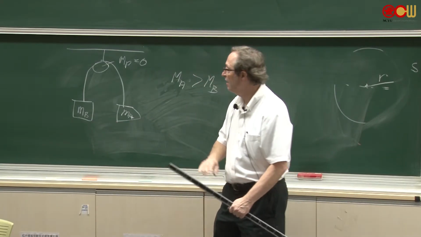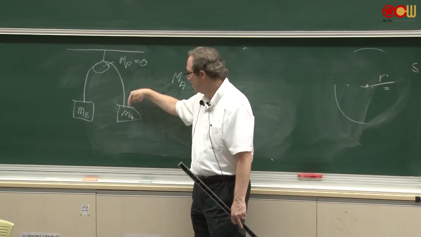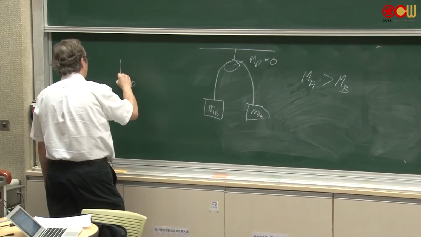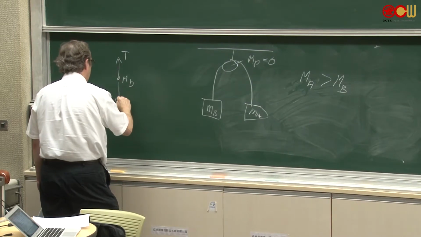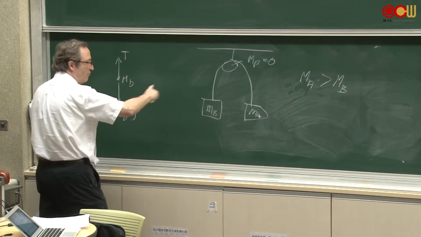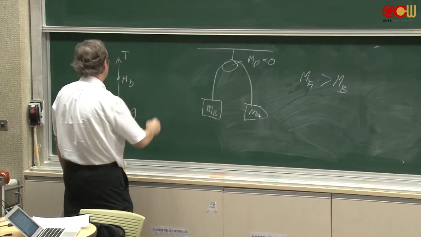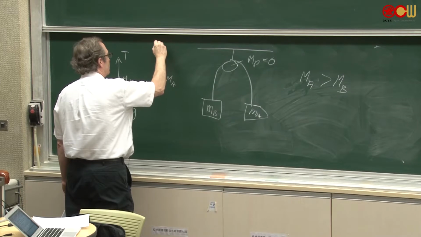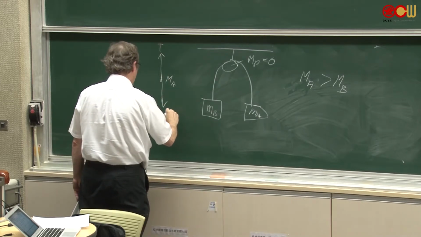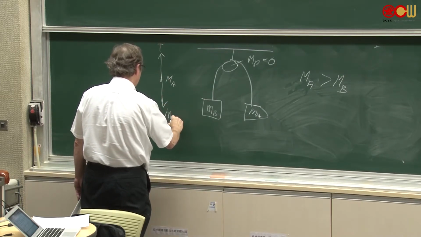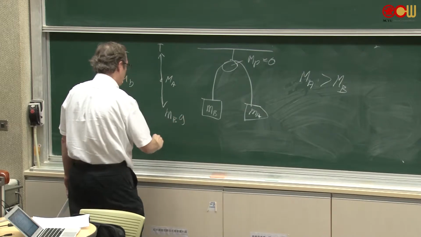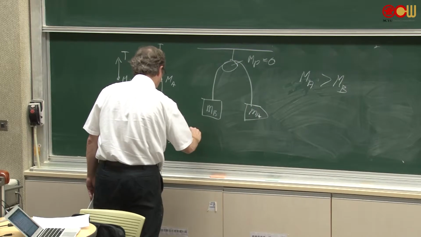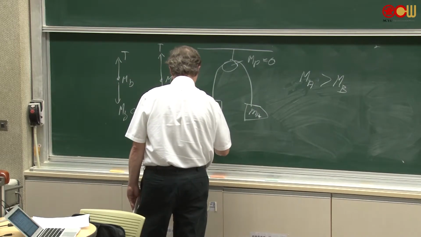And you can work that out. You have T up. Let's do the free body diagram for MB. We have T. We have MBg. Then we can work out the other one for MA. We have T up. And we have MAg. So we have MAg minus T equals MAa.